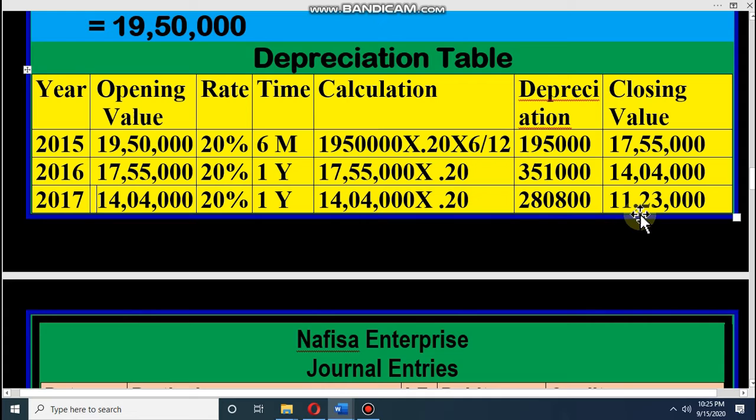This way it will go on for 10 years. Dear student, I hope you understand how you can prepare a depreciation table under the reducing balance method. Every year the balance is reducing. That's why it is called reducing or diminishing balance. Dear student, I hope all of you understand.